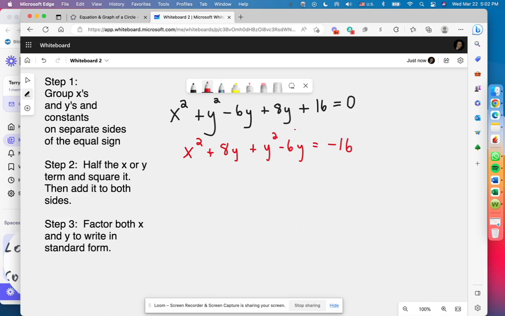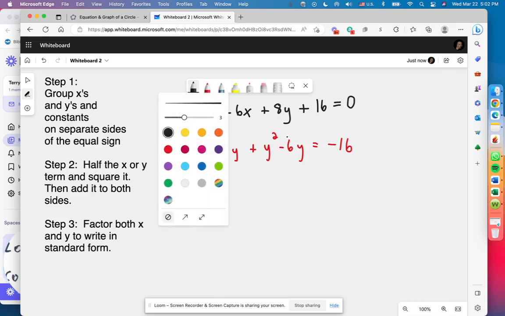Number 2. That's what I meant by number 1. Okay, I think that wasn't bad. So number 2, it says half the x or y term and square it, then add it to both sides. Well, wait a minute, I made a mistake on writing my equation. What's wrong with me? Don't answer that. That should be a 6x. This is wrong. That should be x. And this should be x.